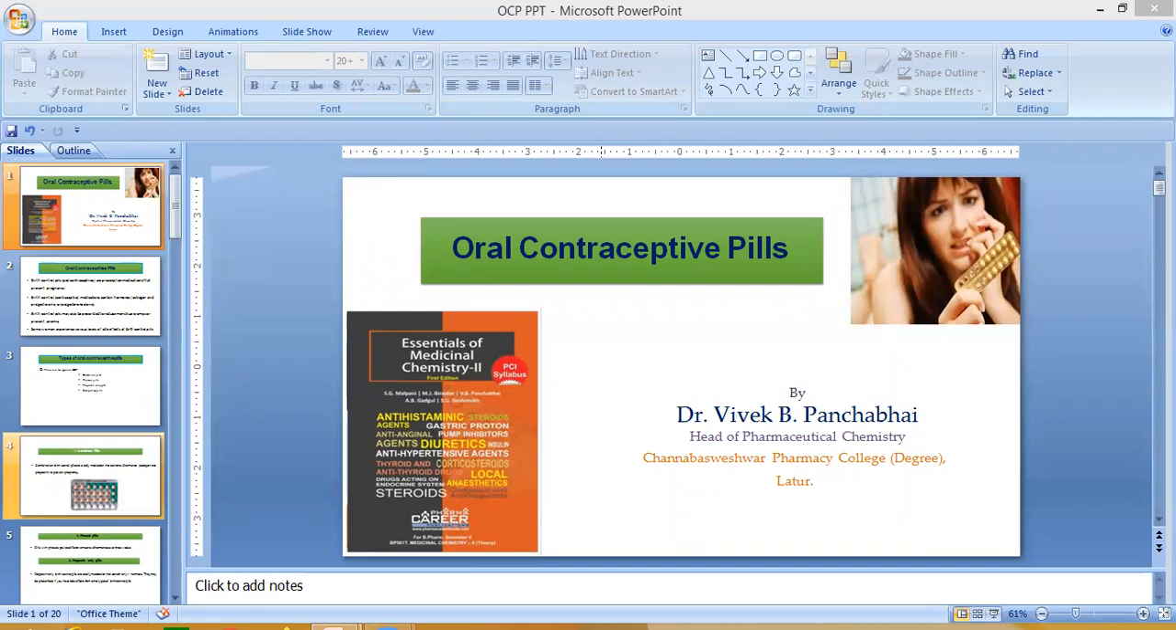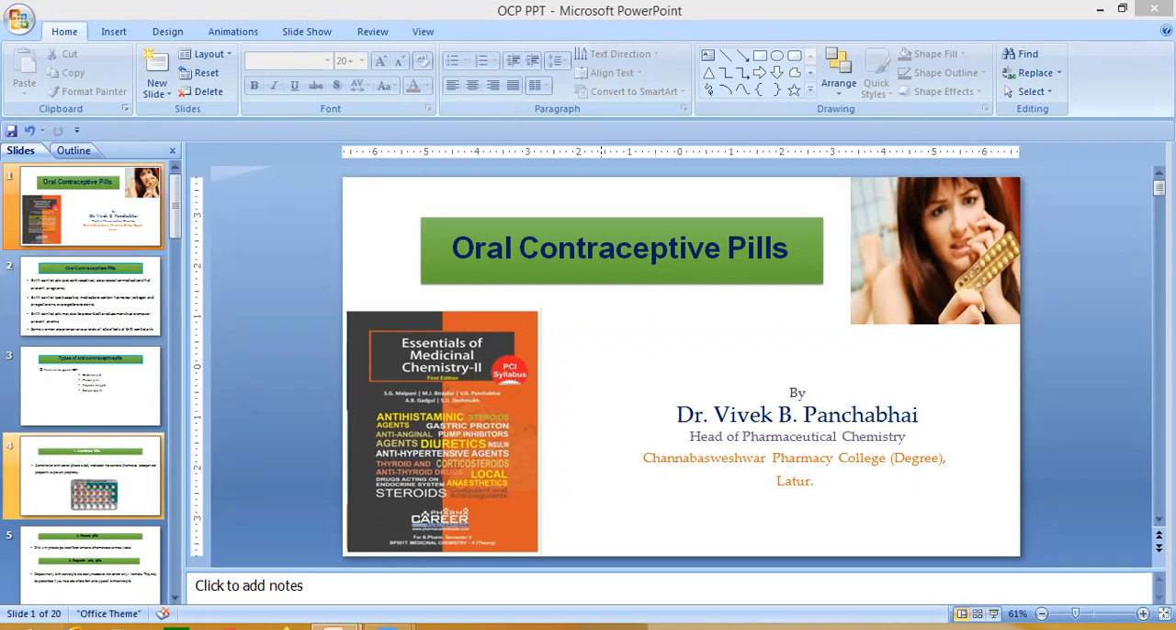Today we have to discuss the next sub-unit of Unit 4, that is oral contraceptive pills. As per your syllabus, we have to discuss today's session on oral contraceptive pills. There are three drugs mentioned in your syllabus regarding the use of contraceptive pills orally.